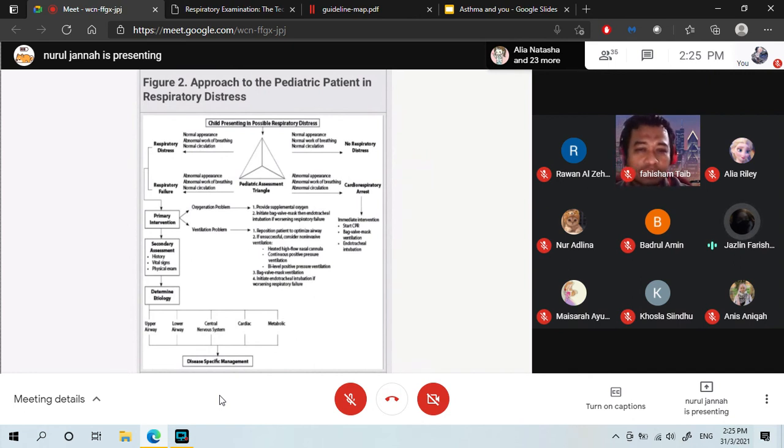So again, the triangle that was discussed earlier: if the patient has normal appearance, normal work of breathing, and normal circulation, then there is no respiratory distress.